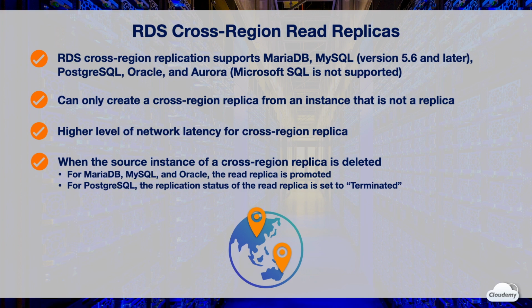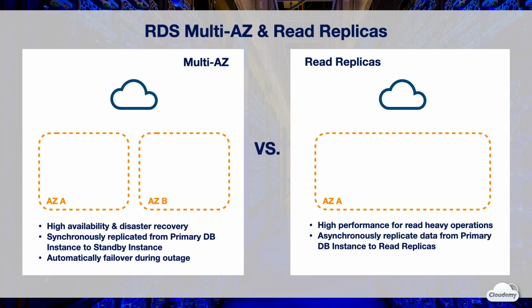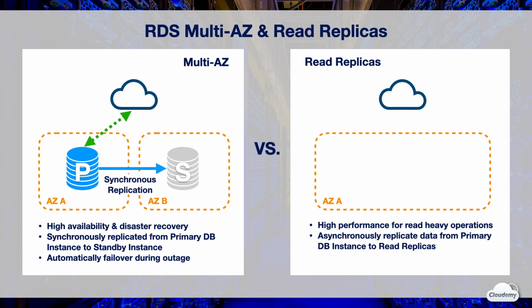replica isn't promoted. RDS MultiAZ deployments and read replicas both can replicate data. However, they serve different purposes. The main purpose of RDS MultiAZ deployments is for high availability and disaster recovery. Suppose you have a primary database in one availability zone and a standby database in another AZ. New data are inserted into a primary DB instance. Data in the primary DB instance are synchronously replicated to the standby replica to provide redundancy.